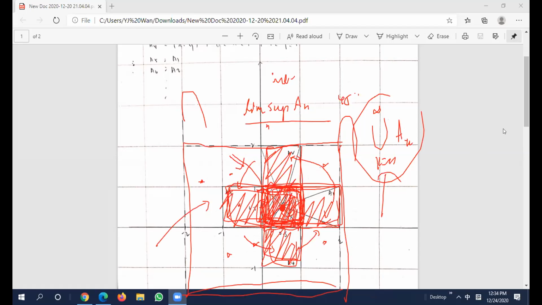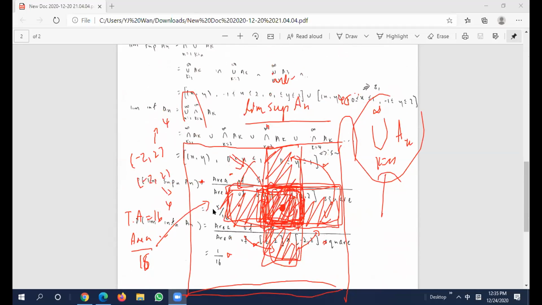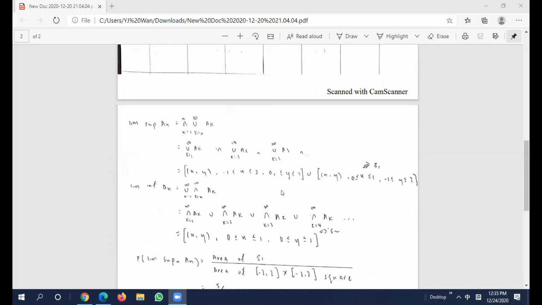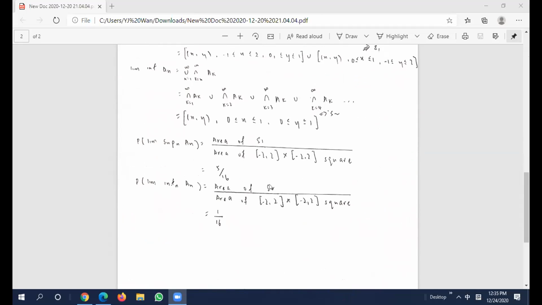Your total area is how long is it? It's a square, 16. Yes, -2 to 2 times -2 to 2. So the length is 4, so the total area is 16. Then you divide the area of your geometry by 16, and then you can get the answer. So what do you get? 5/16, because there are 5 boxes there. 1, 2, 3, 4, yes, 5 boxes. Then the other one is just 1 box, so 1/16.